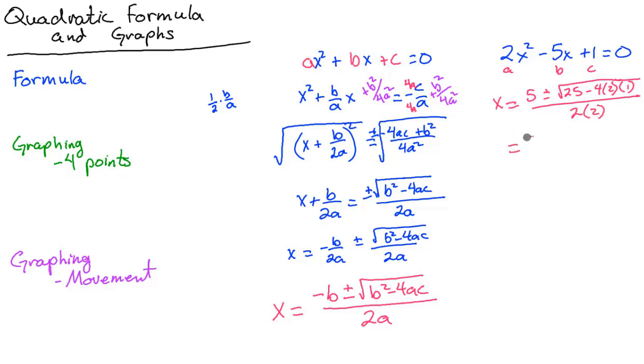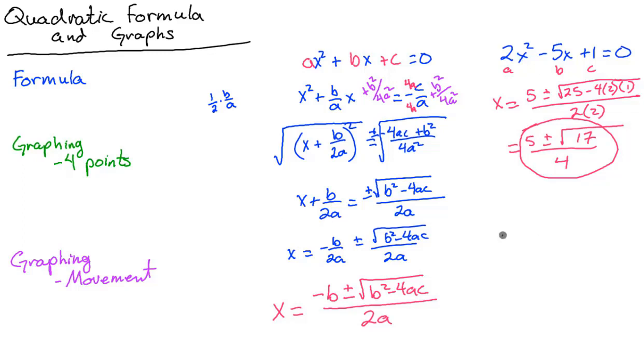All right, so this would be 5 plus or minus the square root of 25 minus 8, which is 17, all over 4. And those are your answers right there: 5 plus the square root of 17 over 4 and 5 minus the square root of 17 over 4. That formula is as slick as can be. Let's do another one so you can kind of see how it works.